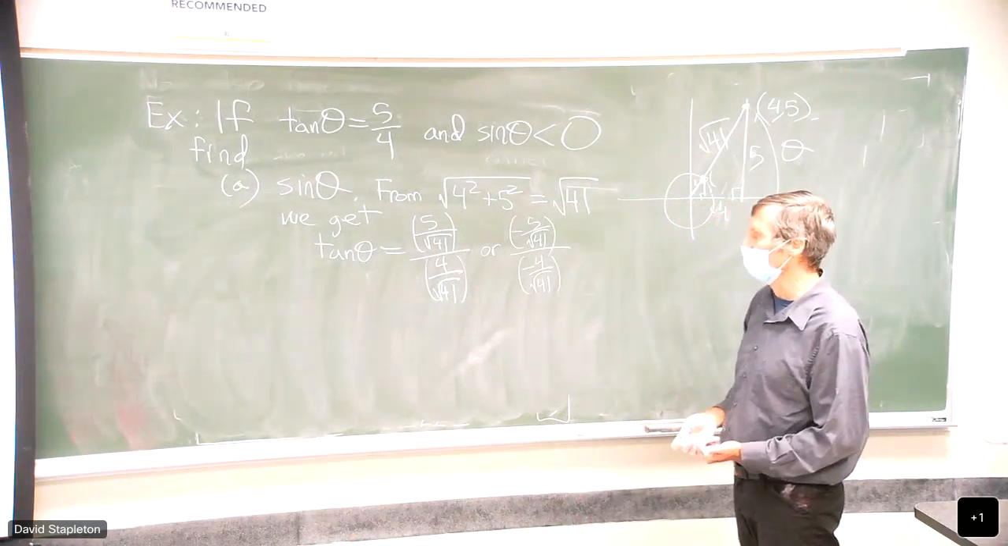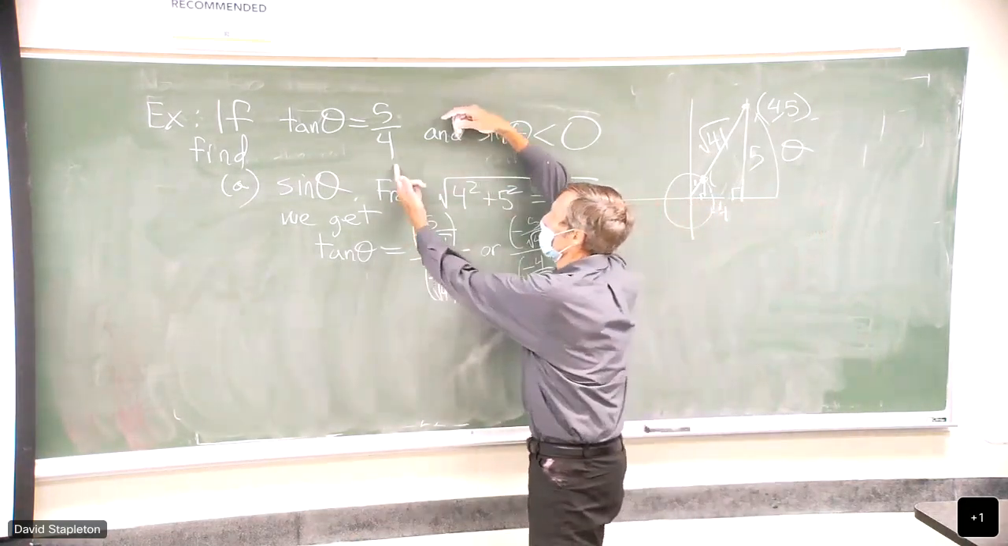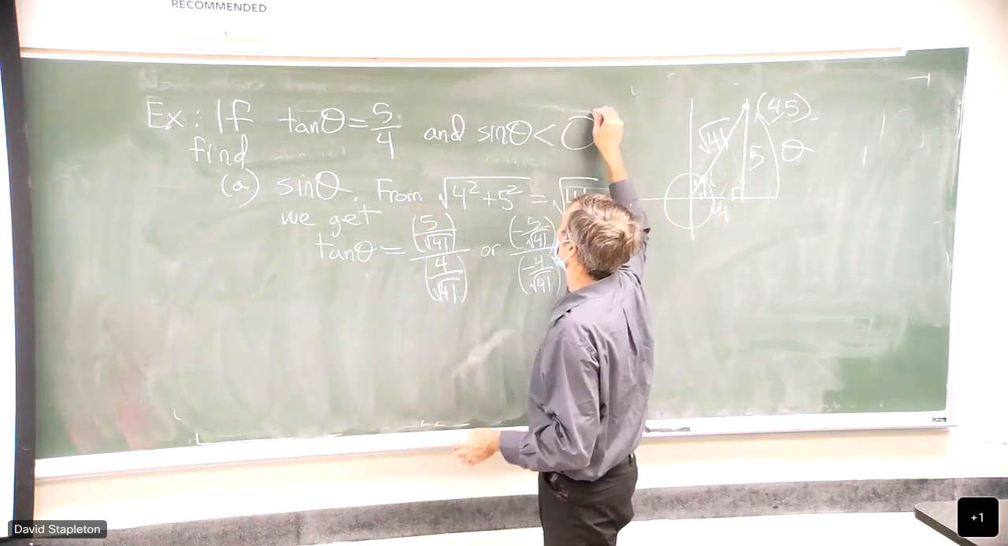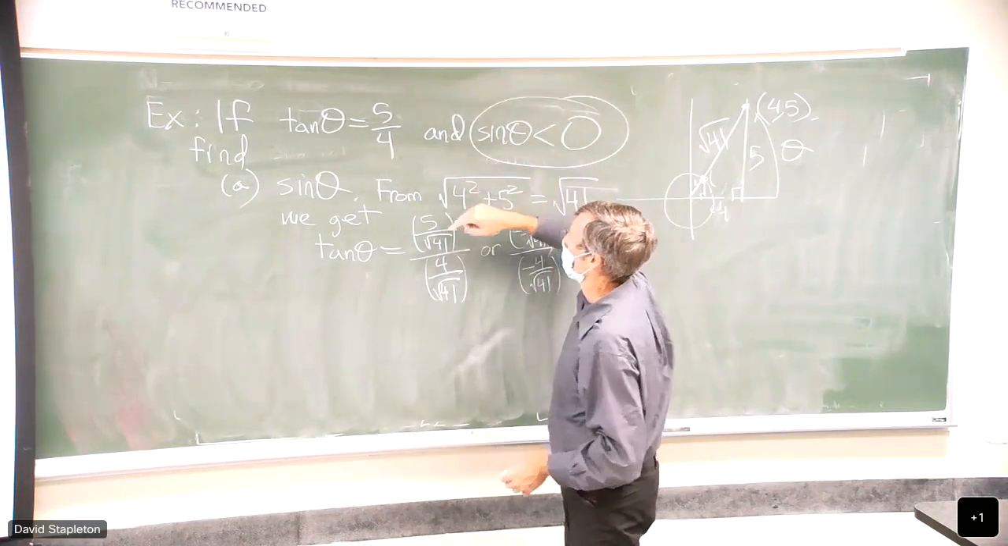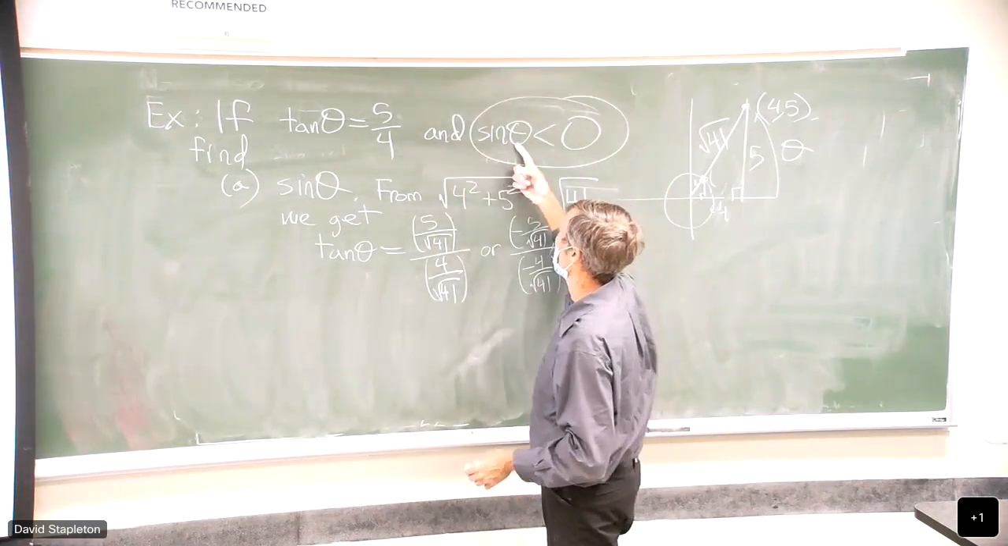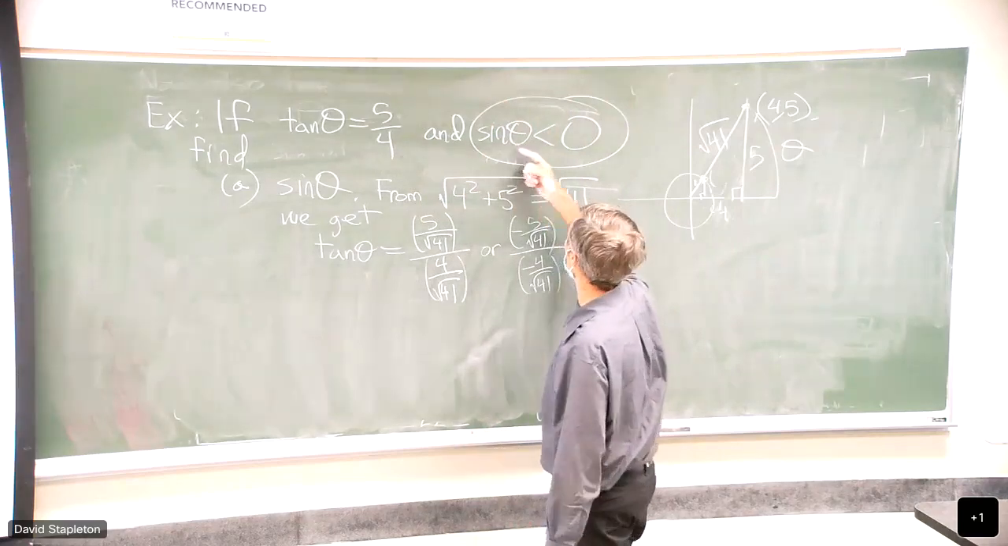This is where you need the quadrant. Even the trig function doesn't tell you enough. You need the quadrant, or at least to know this. This tells you the quadrant. If tangent is positive and sine is negative, this actually tells you it's quadrant 3.